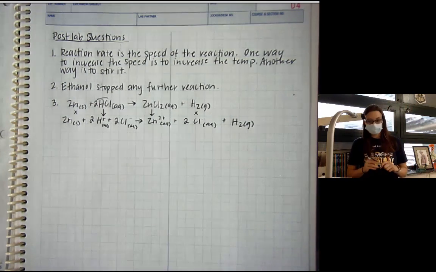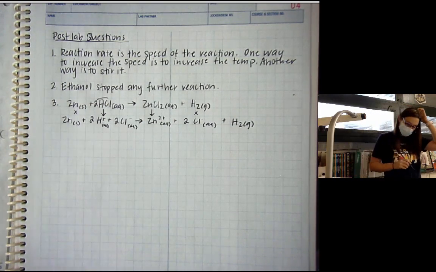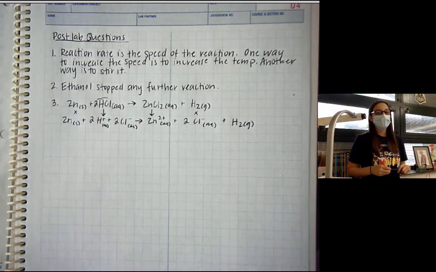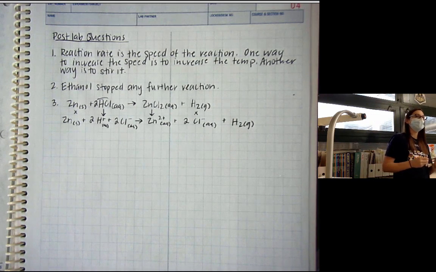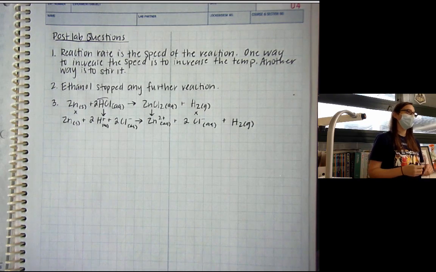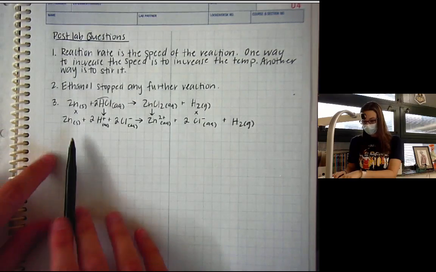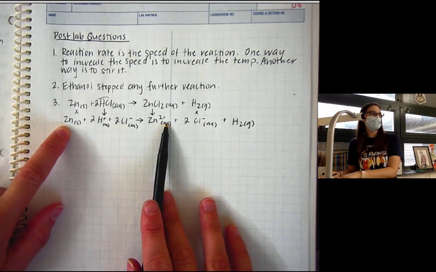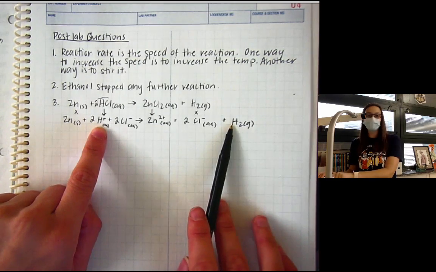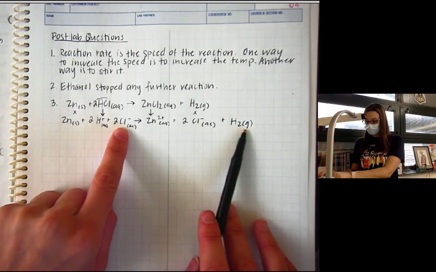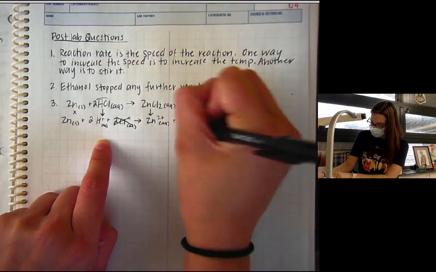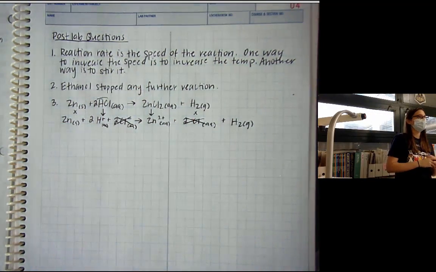That shows everything. To get to net ionic, we have to cancel out spectator ions. What is the exact same on the left and the right? Has to be an ion. It's a spectator ion. If I look here, I have Zn solid, Zn2 plus. That's not the same. One is solid, one's aqueous. I have 2H plus, which is aqueous, and H2 gas. That's not the same. 2Cl aqueous, 2Cl aqueous. That's the same. So 2Cl minus. Those are my spectator ions.